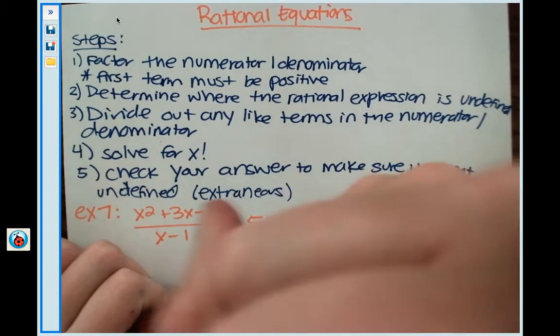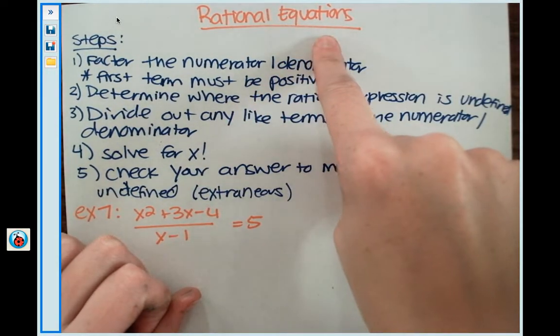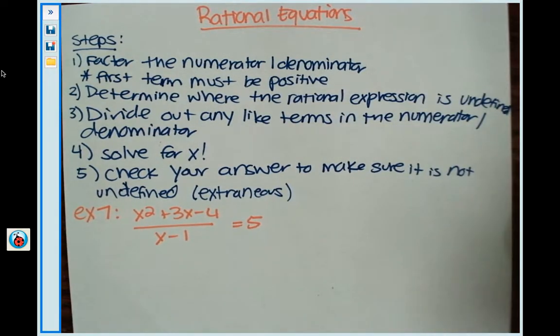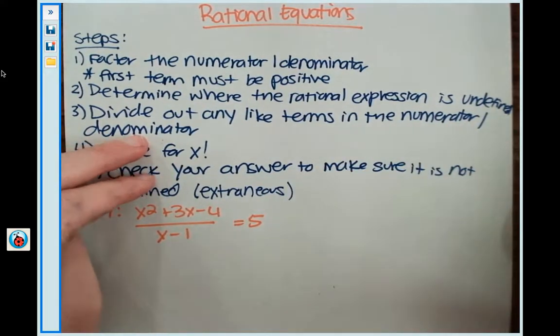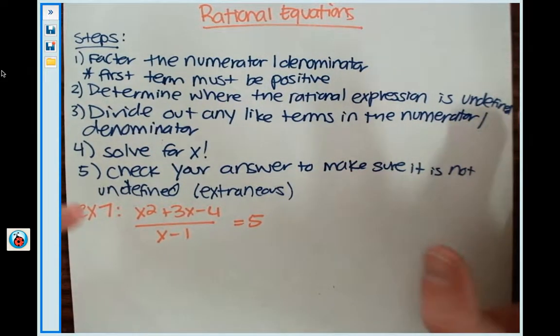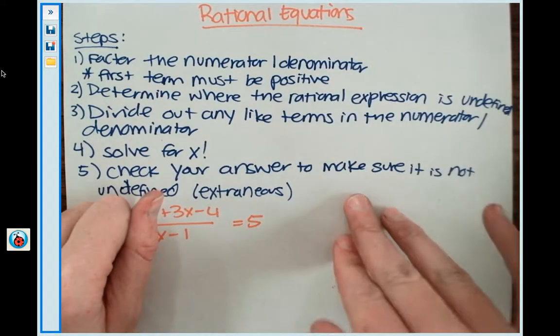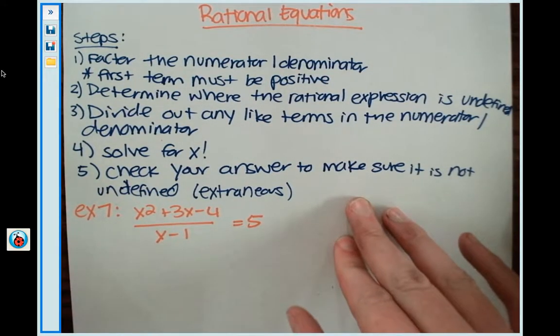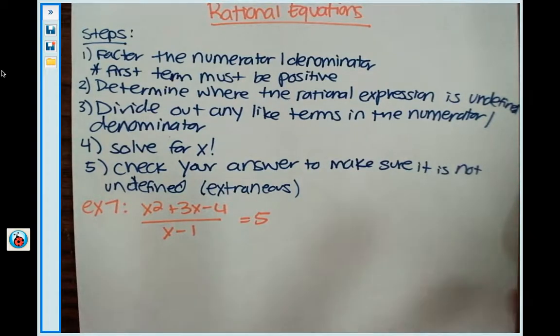Okay, so now we are conquering rational equations, which so far we've only dealt with rational expressions because none of them had an equal sign. It's a little different, you guys, when you have an equal sign. So let's talk about how the process works. Most of it's going to be the same exact thing we've been doing. We just will have a few extra steps.